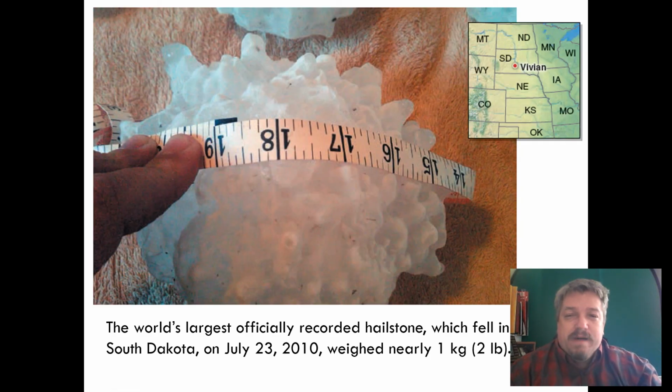This is actually a 2-pound ball of ice. You can see it's almost 20 inches around. That would go right through a roof or a car. If it hit you, you'd be dead. So hail can be very damaging.